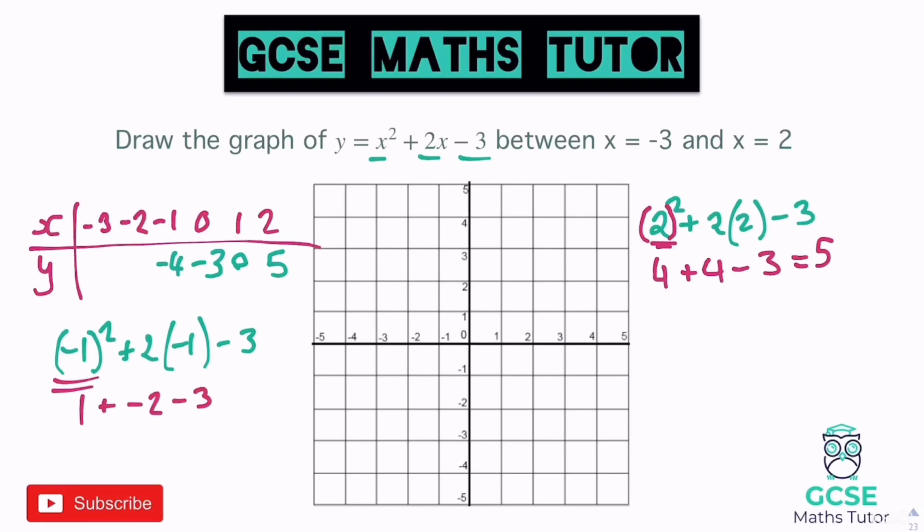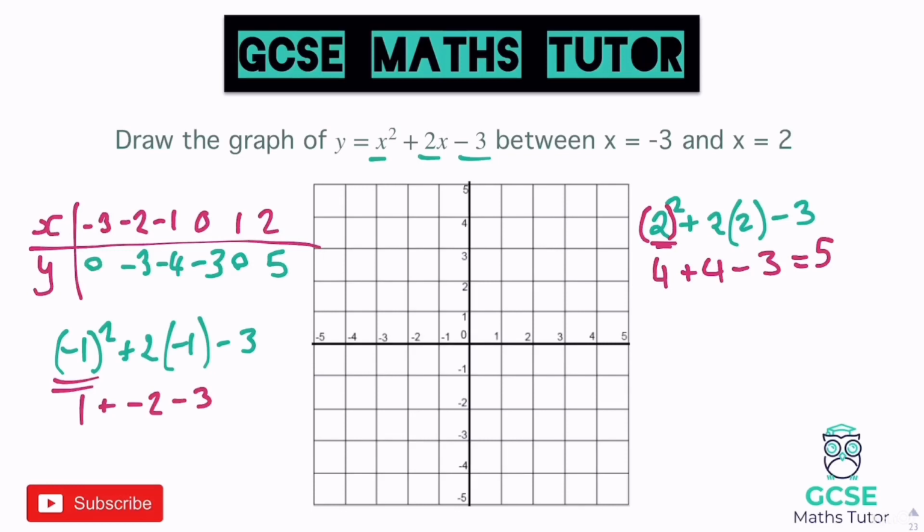There we go. Let's have a look at the next one. Negative 2 squared is 4. Add negative 4 is going to be 0. And then take away 3 gives us negative 3 again. And then onto the negative 3. Negative 3 squared is 9. Add 2 lots of that, so negative 6. So 9 take away 6 is 3. And then take away 3 again gives us 0.